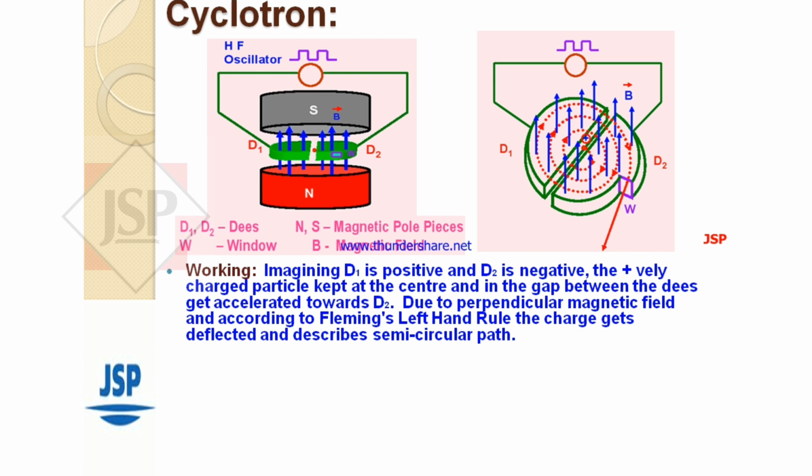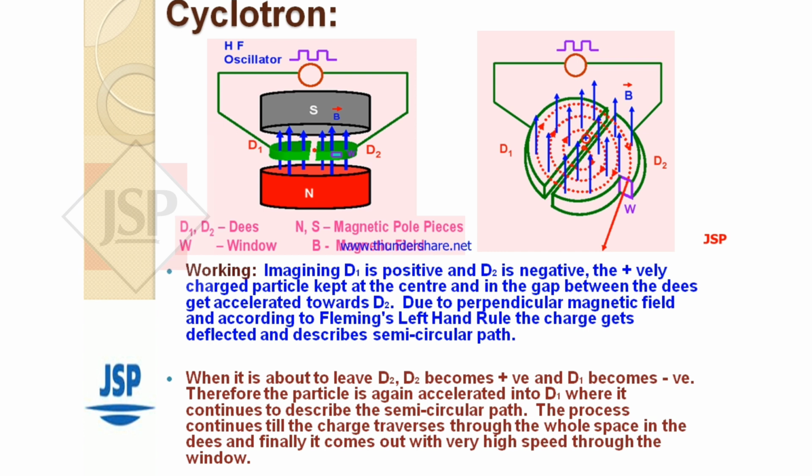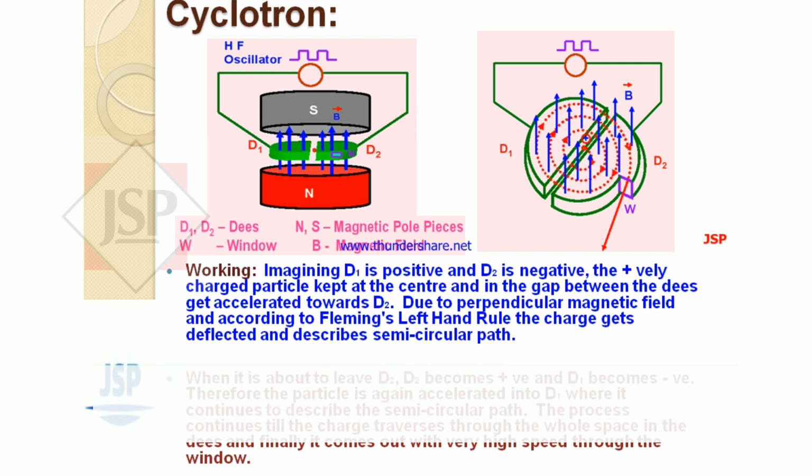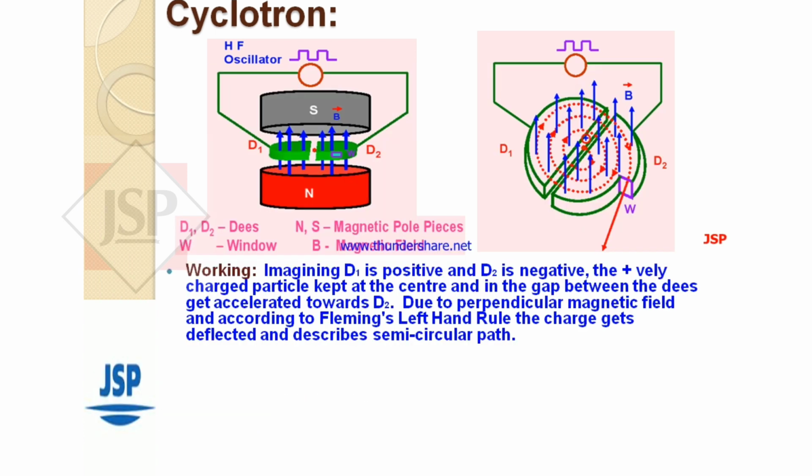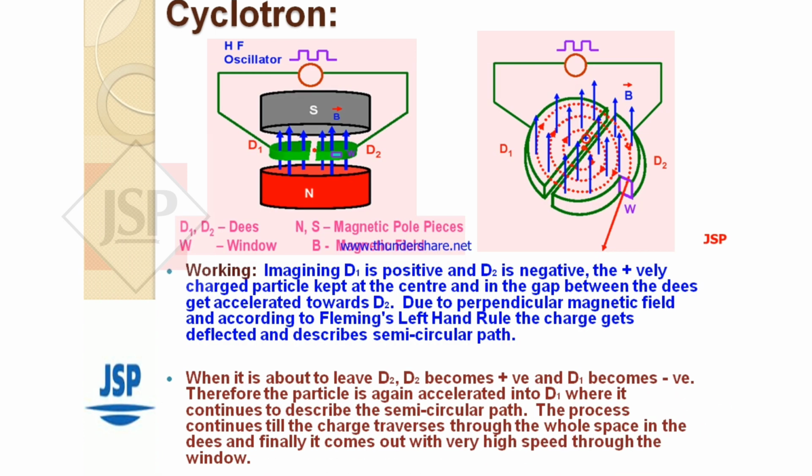Due to the perpendicular magnetic field, and according to Fleming's left-hand rule, the charge gets deflected and describes a semicircular path. When it is about to leave D2, D2 becomes positive and D1 becomes negative. Therefore, the particle is again accelerated into D1, where it continues to describe a semicircular path. The process continues till the charge traverses the whole space in the D's, and finally it comes out with a very high speed through the window.